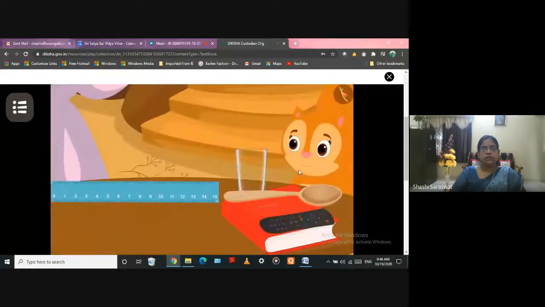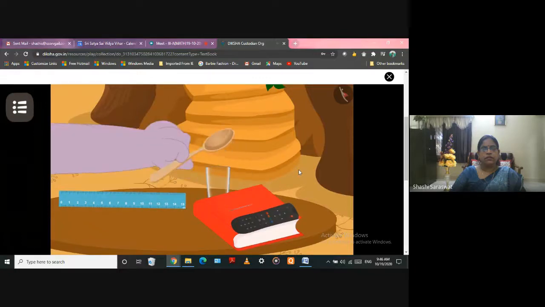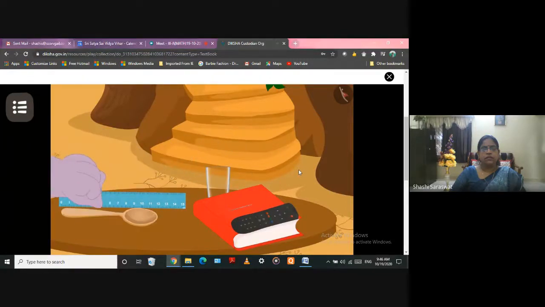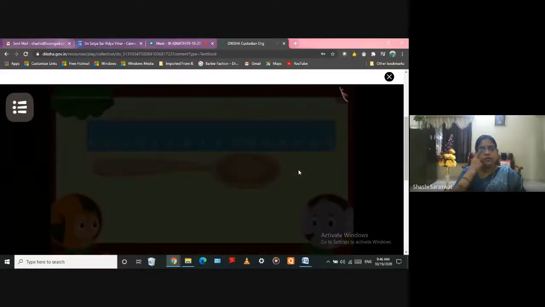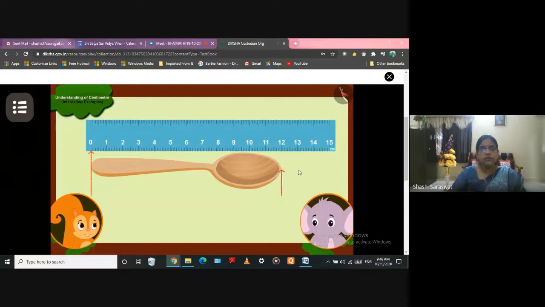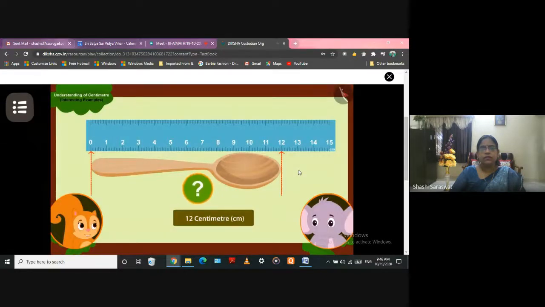Chanda immediately collected those items and brought them. Appu first picked up a spoon of Chanda. He placed the spoon next to the ruler in this way and said, Look, your spoon is 12 centimeters long. Chanda could not understand how Appu found this out.